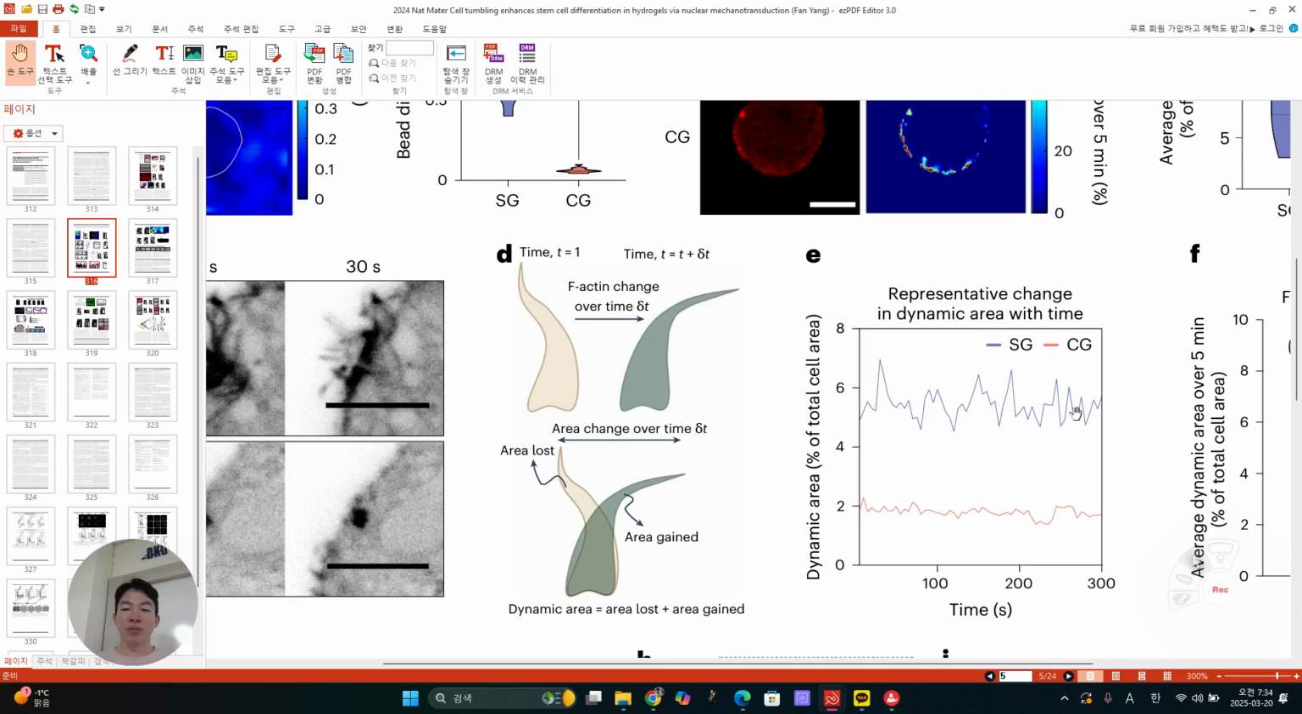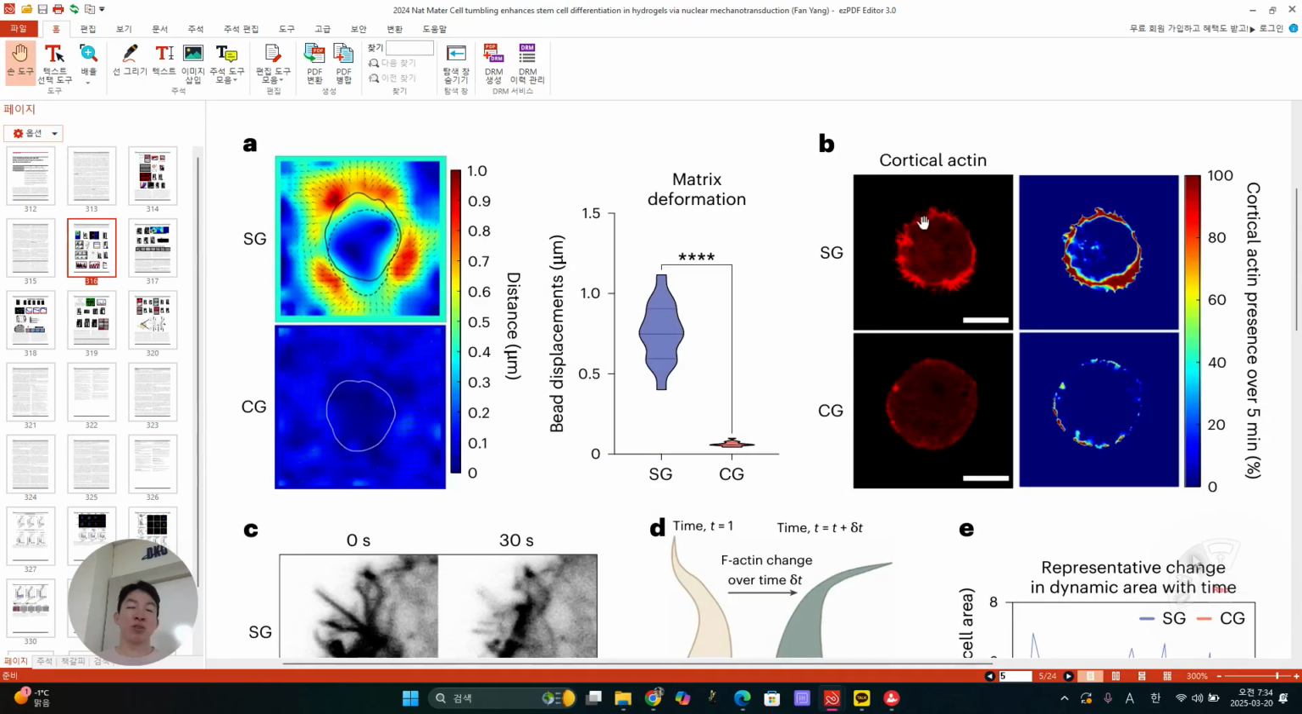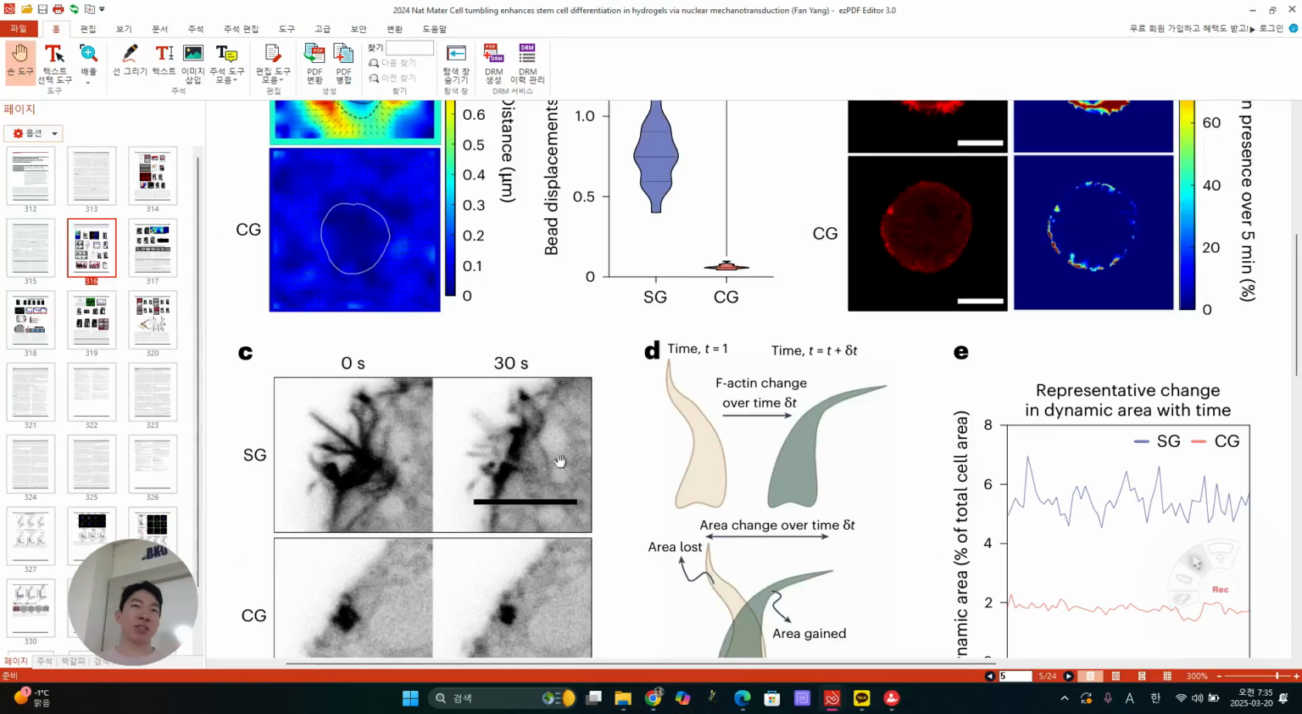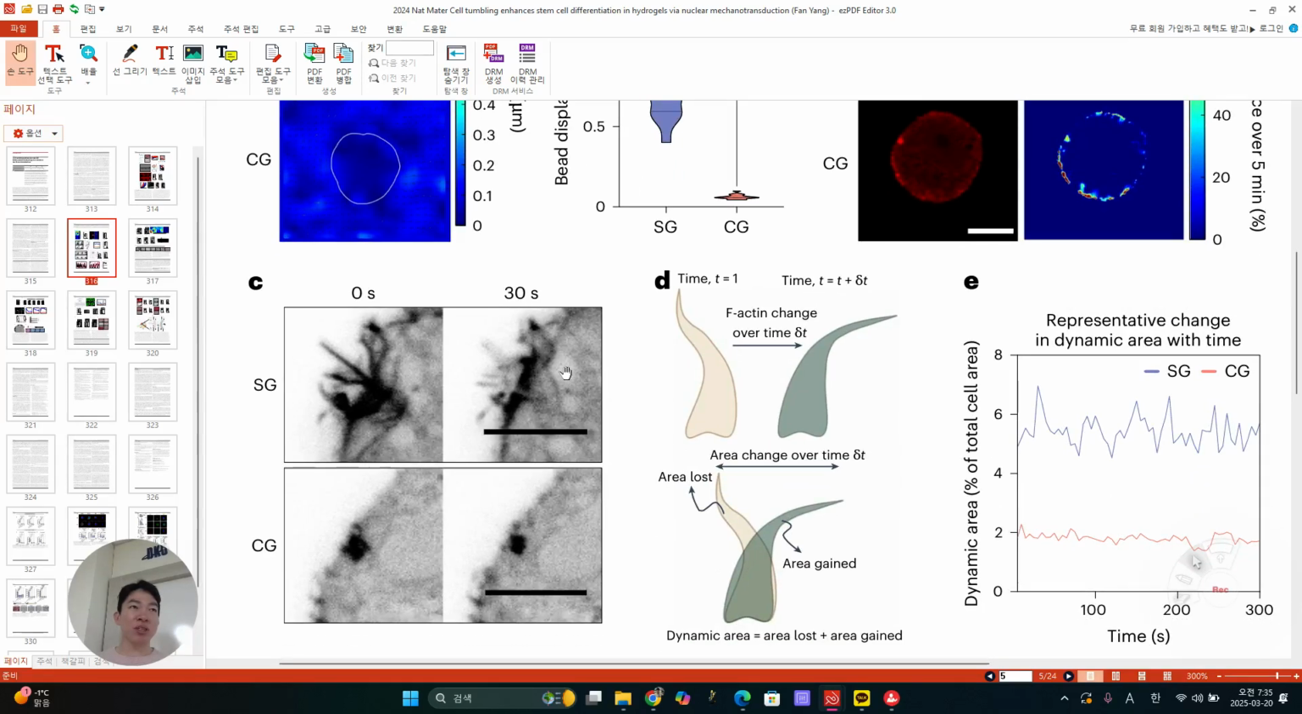So it's affecting dynamics, and their cell movement is also quite a lot in SG. Normally people show A and B, which is quite normal to show. You can easily imagine and perform it. Here, they highlight the time scale, minutes to seconds. That's why they track 30 seconds, a very short time. And from 30 seconds, they can detect the change.